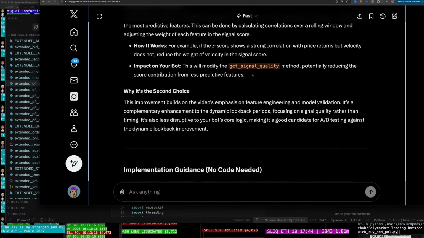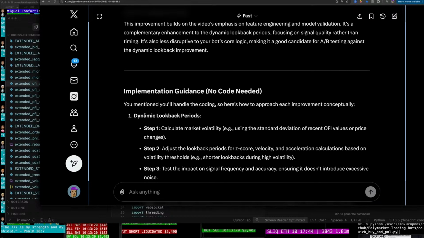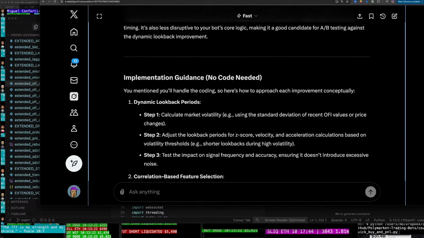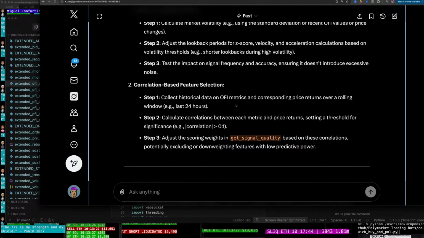Why it's a second choice. Implementation guidance, no code needed. You mentioned you'll handle the coding, so here's the approach. Step 1, collect historical data on OFI metrics and corresponding price returns over a rolling window over 24 hours. Calculate correlation between each metric and price returns, setting a threshold for significant correlations.